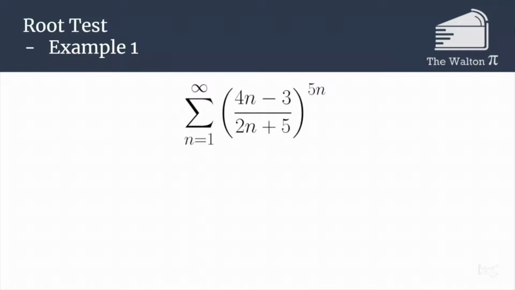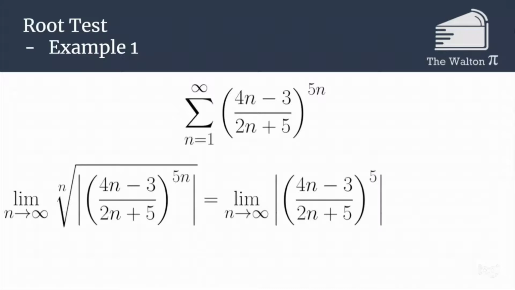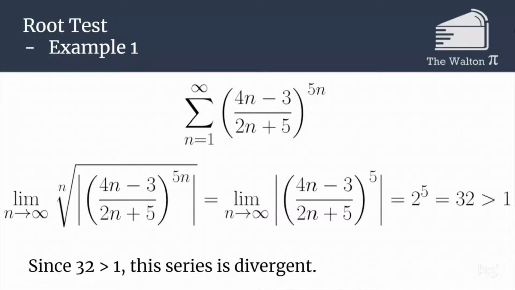Let's look at the sum from n equals 1 to infinity of (4n minus 3 over 2n plus 5) all raised to the 5n. If we take the nth root of the absolute value of the nth term, what we are left with is the limit as n goes to infinity of (4n minus 3 over 2n plus 5) raised to the 5th, which is 2 to the 5th, which is 32, which is bigger than 1. Because that is bigger than 1, that tells us that this series is divergent.